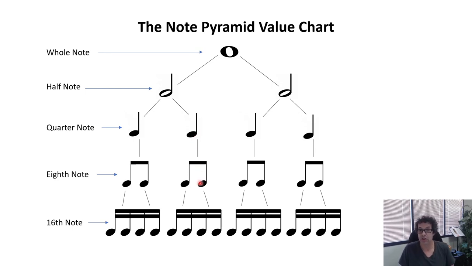Quarter note equals 2 eighth notes. So if I have 4 quarter notes and I double that up, that's going to give me 8 eighth notes. And if I double that up, that's going to give me 16 sixteenth notes. Sixteen sixteenth notes, it's a tongue twister, is also equal to one whole note. So if I took that pie and I cut it up into 16 pieces, I would get the same result.